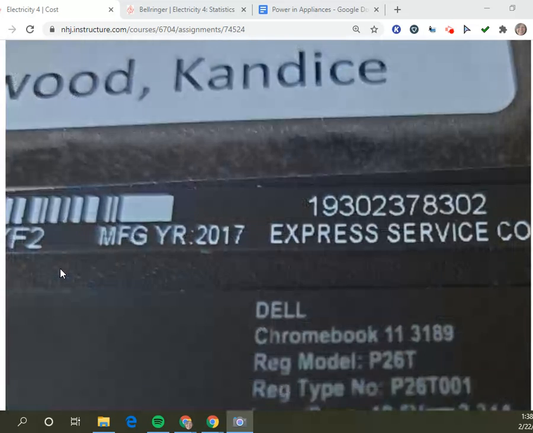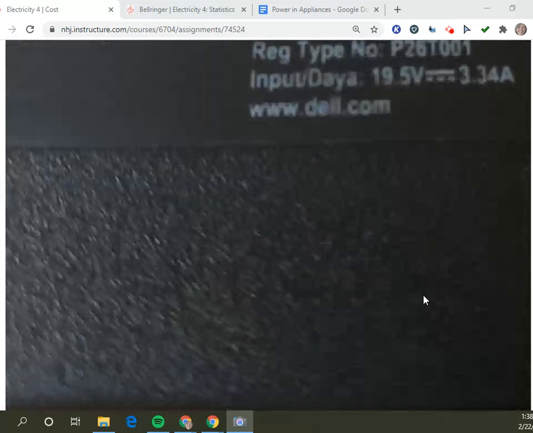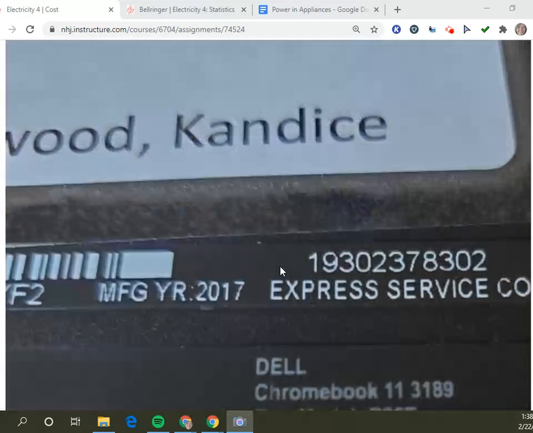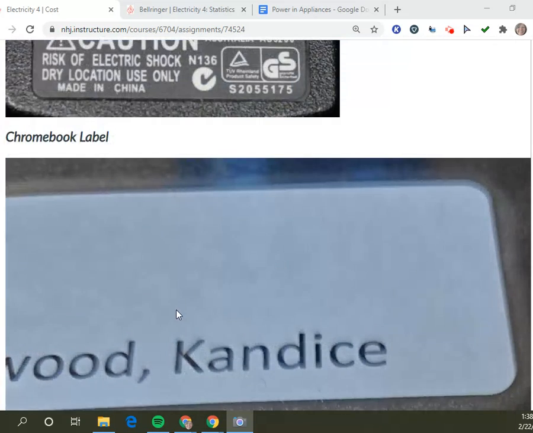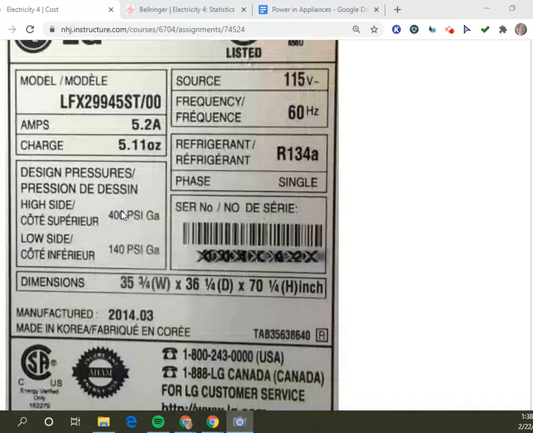The Chromebook, so what is your Chromebook actually using? Is your volts and your amps. Okay. And then that's what you're going to be turning in. So just for fun, we'll look at that maybe here in a second. But those are what you're going to do. You're going to find what does it cost per day for your Chromebook, for your cell phone to charge, your television label, and your refrigerator.